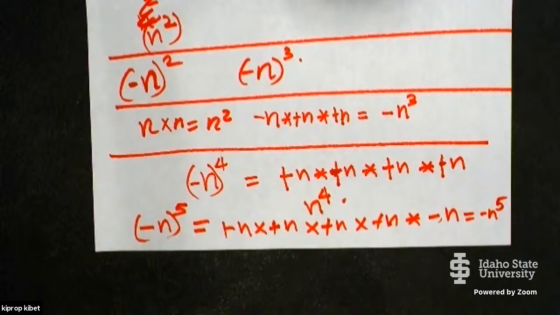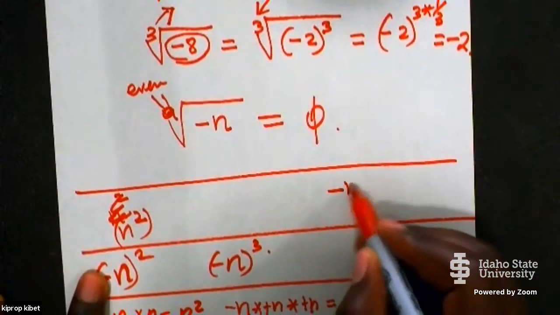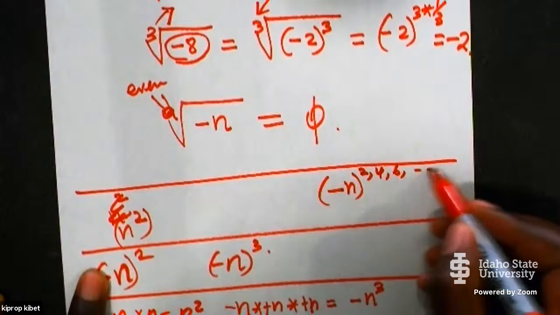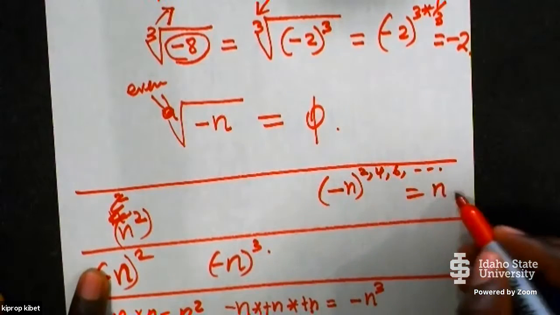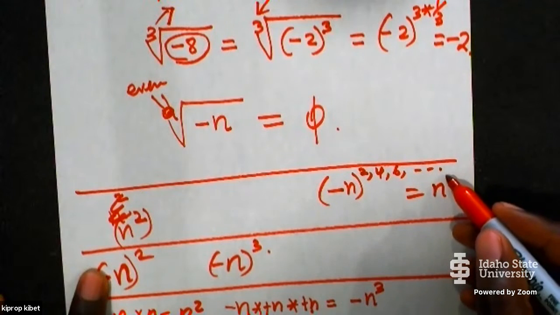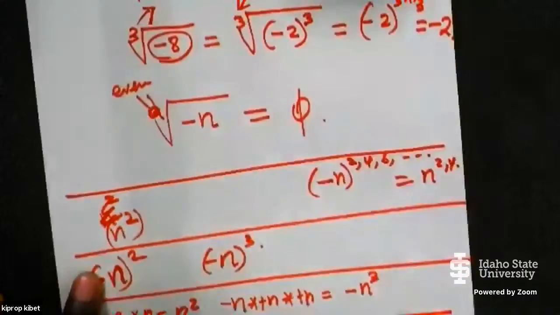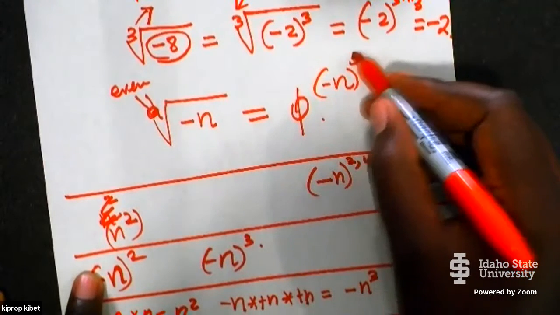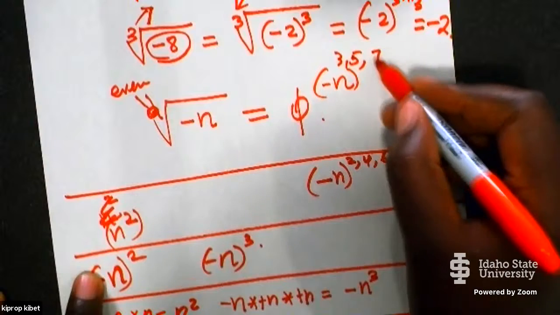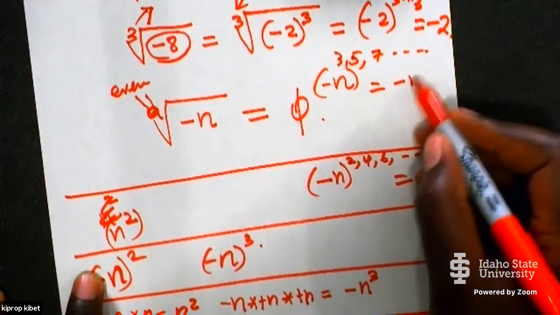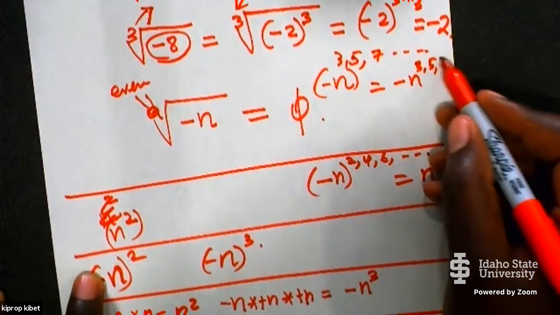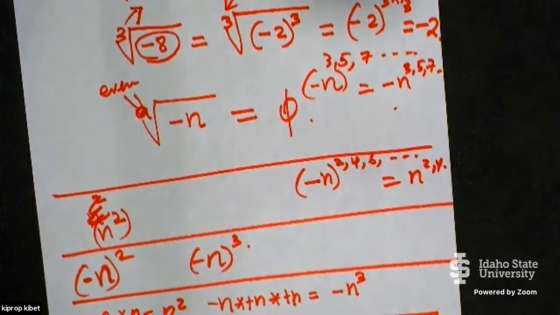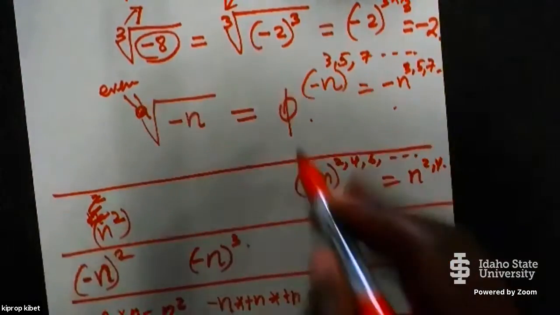Okay, so if you raise the negative by an even number, like let's say 2, 4, 6, like that, then it will give you the positive value there. But if you raise negative n to an odd number, let's say 5, 3, 7, or something like that, then you will still get a negative n raised to 3, 5, 7, odd numbers. So you'll still get negative, right? Okay.